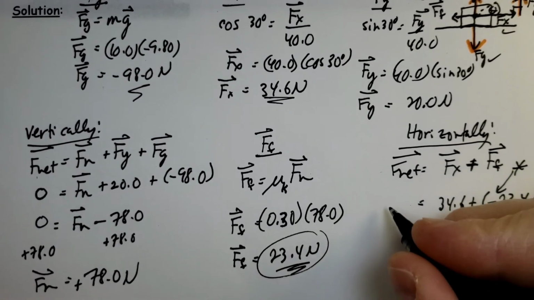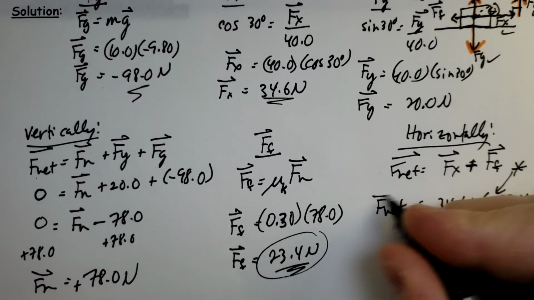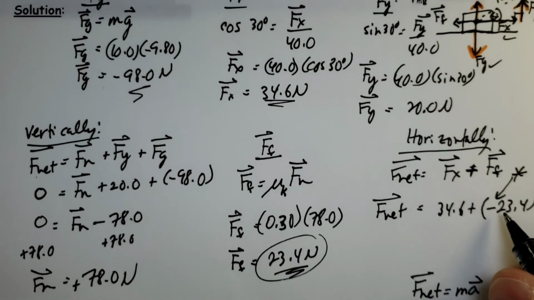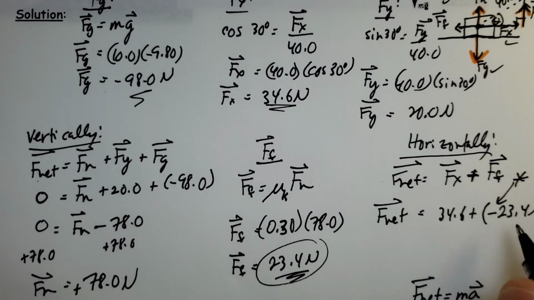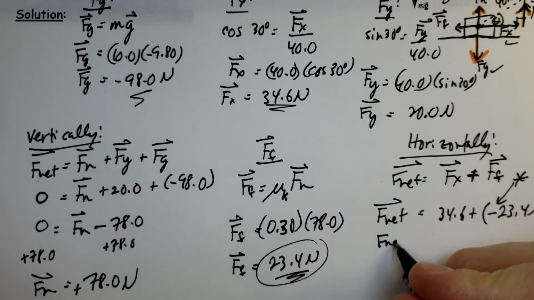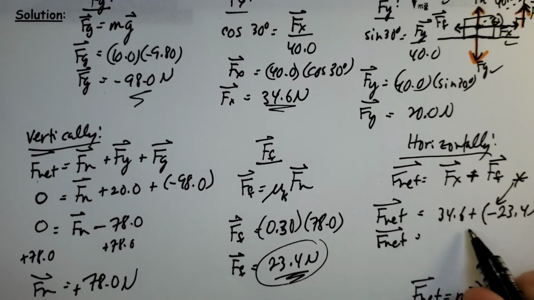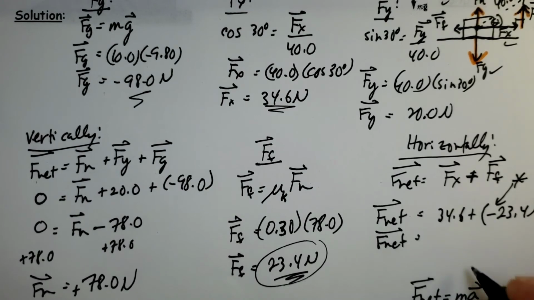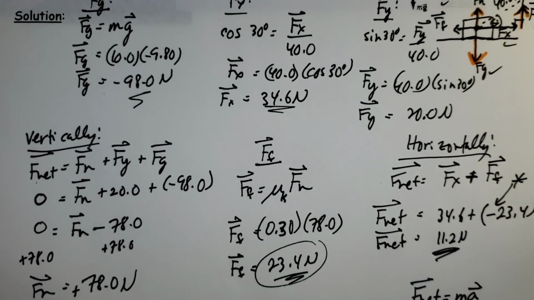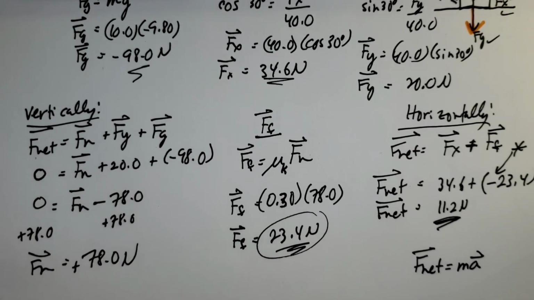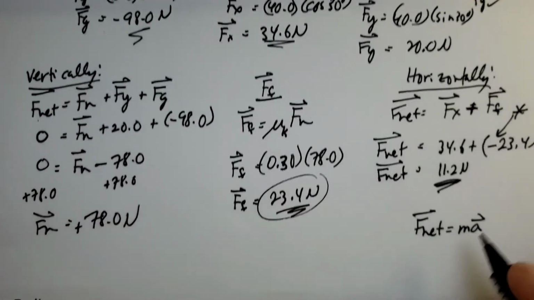Put a little star there. That's a common mistake I usually see. People just simply put this as 23.4. But no, it's working against you. So make sure you have a negative in front. So F net, 34.6 minus 23.4, we get 11.2 newtons. So overall, the net force forward is 11.2 newtons.